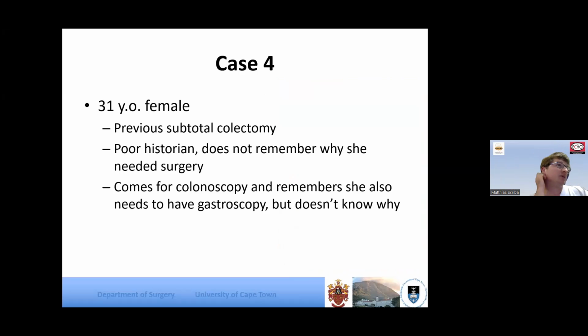Okay, case number 4 was an interesting one. It was a 31-year-old female. She was a rather poor historian and had a subtotal colectomy at the age of about 18. So basically as a child, as a teenager, and she wasn't really aware why she needed that, but was coming for routine colonoscopy checkups or surveillance endoscopy, and was also told she needs a gastroscopy, but didn't really know why. So the history wasn't really that helpful.